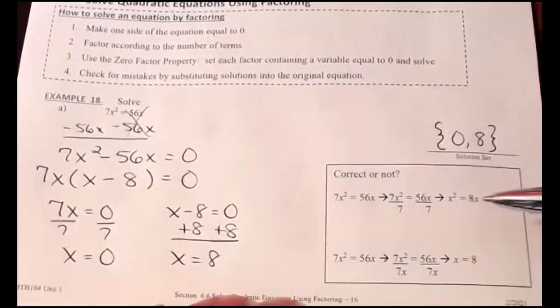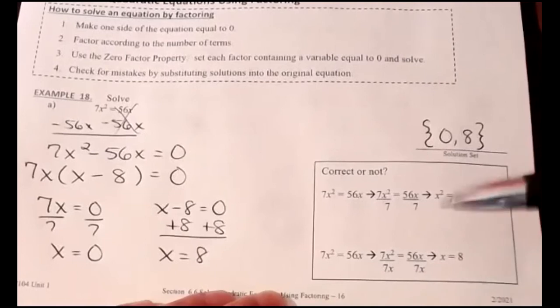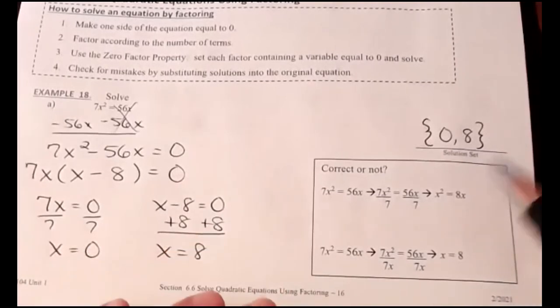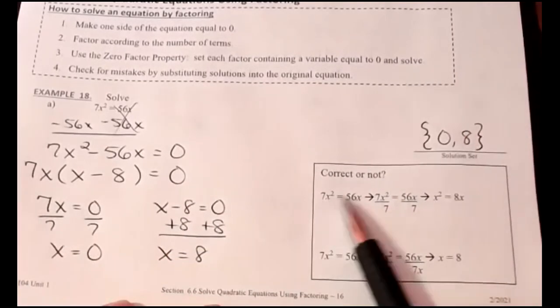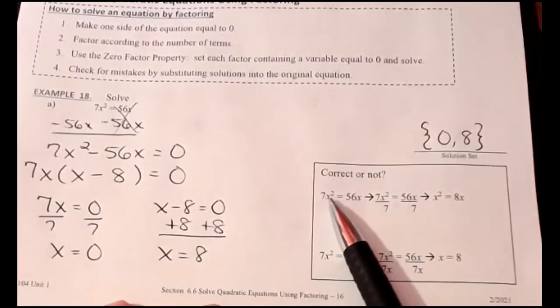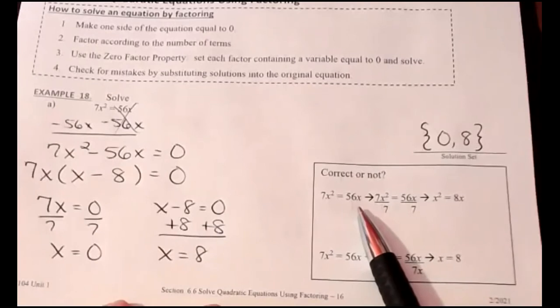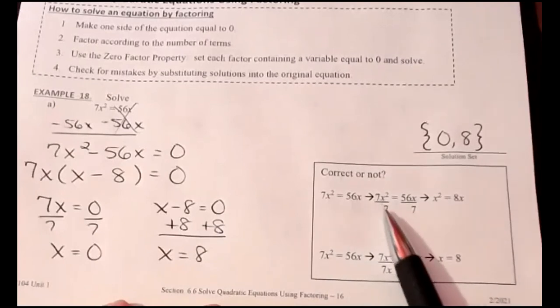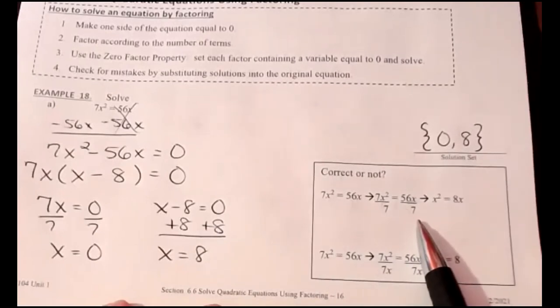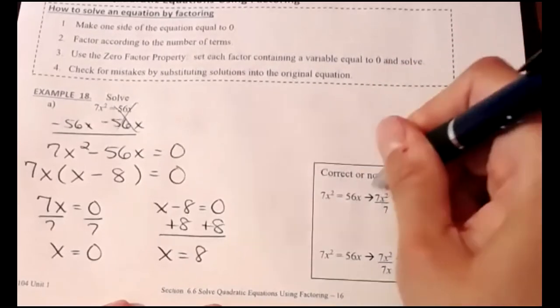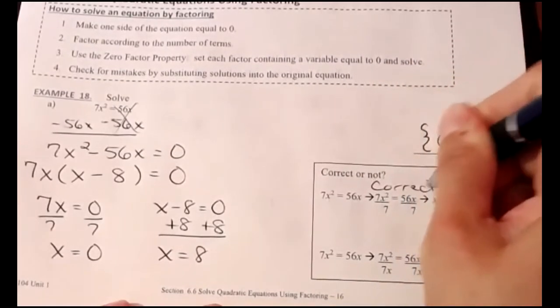Okay, take a quick look at this box down here while you think about any questions, if you do have any. To progress, check out what they did. So we had 7x squared is equal to 56x. And then they said, what if we just divided by 7 first? That's actually okay. There's nothing wrong with this. So this process here is correct.